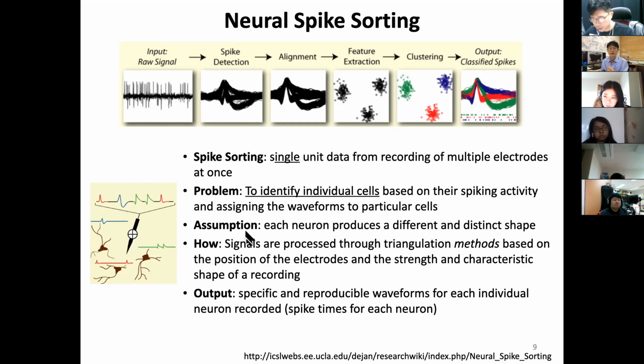And how we process it: these signals are processed using a triangulation method based on the position of electrodes and the strength and characteristic shape of a recording. And you see the output is a specific and reproducible waveform for each individual. In this case, you can see blue, red, and green, 3 neuron shapes are identified. And so spike times for each neuron are the output. Okay.